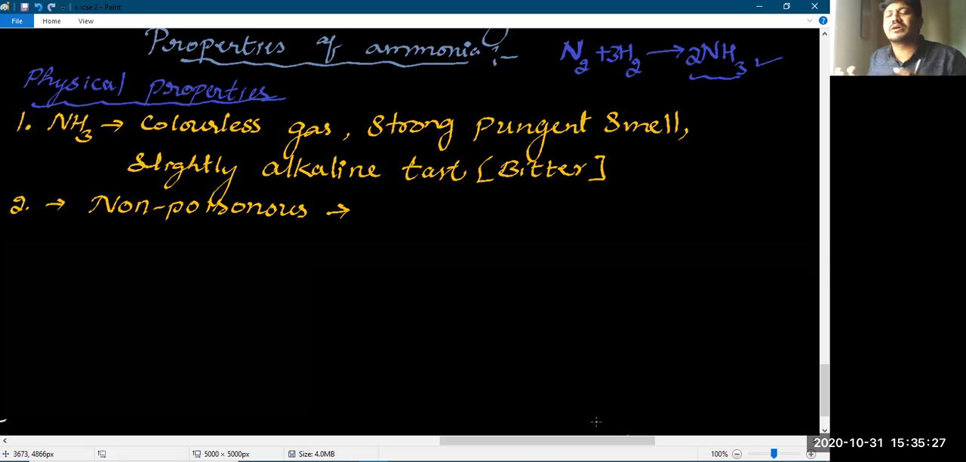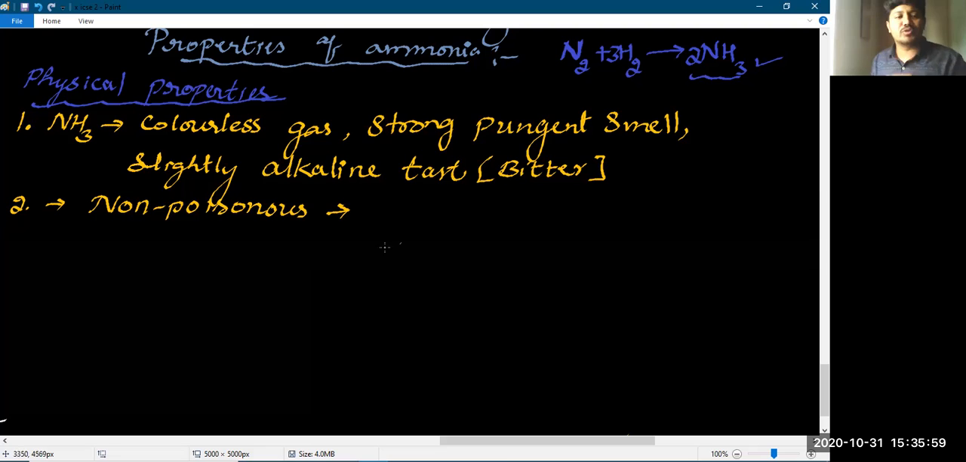What is the meaning of pungent odor? We can't inhale the gas the way we breathe normally. It is a very bad smell, like a toilet smell. So that is what we call a pungent smell. Ammonia also has a slightly alkaline taste, because ammonia is highly soluble in water and turns into a base. Bases give a bitter taste. If you taste soap water, it gives a bitter taste. In the same way, the solution of ammonia gives a bitter taste.